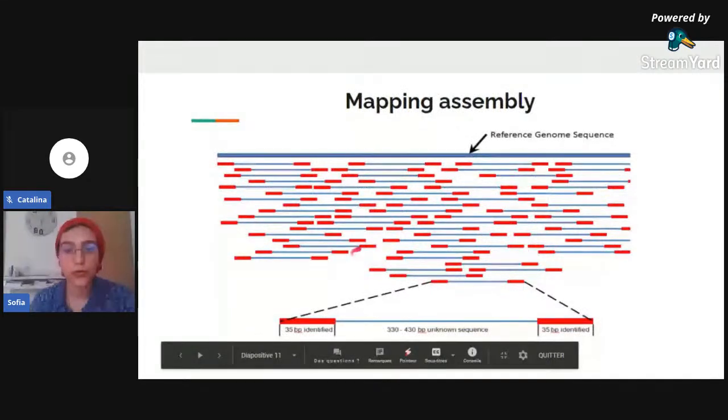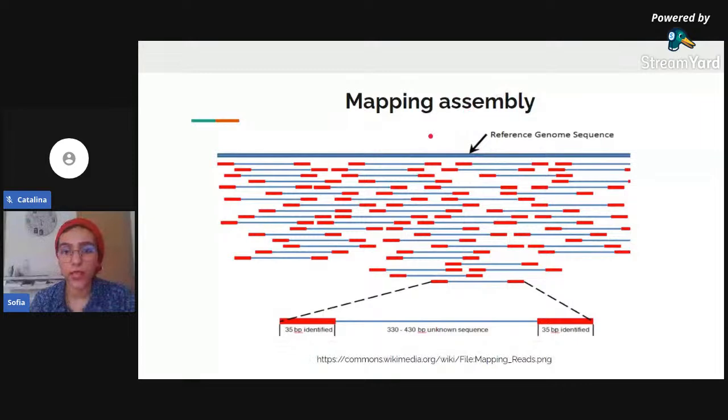So for a moment, back to the mapping assembly. As we can see here in this blue line, we have the reference genome sequence, which is a known one. And here we have our raw reads, which are going to be mapped to this reference genome sequence.